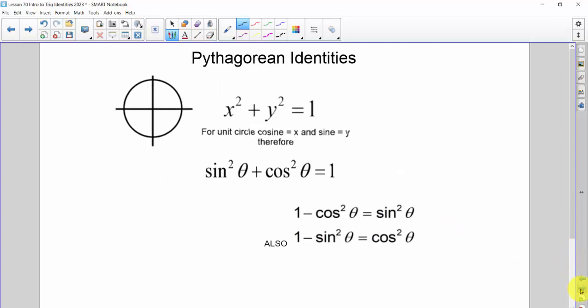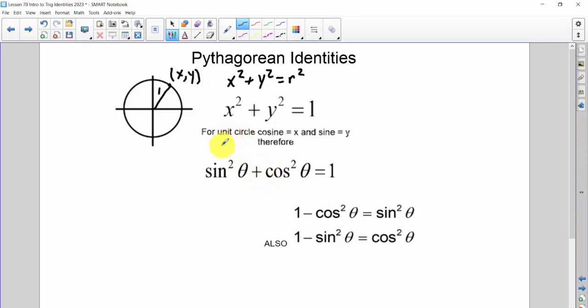There are some other identities called the Pythagorean identities, using obviously the Pythagorean theorem. We know that in a circle, for any point x, y, that circle has an equation of x squared plus y squared is equal to r squared. You should have seen that in geometry. If not, well, now you've seen it. But in the unit circle, we know that that radius is 1, so we can say that x squared plus y squared is 1 squared, which is 1.